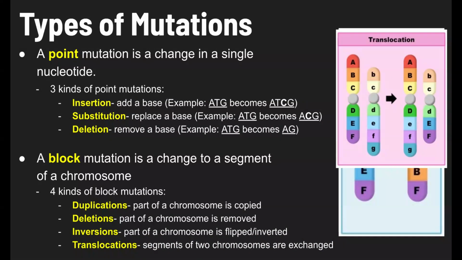A translocation, this is where segments of two chromosomes get exchanged with each other. So on the left here, I have two chromosomes now. And you'll notice that segment D and E here, notice it's capital letters, so capital D, capital E, and then lowercase d, lowercase e. These have swapped places now, or at least the capital E and the lowercase e have swapped places with each other. That would be an example of a translocation.